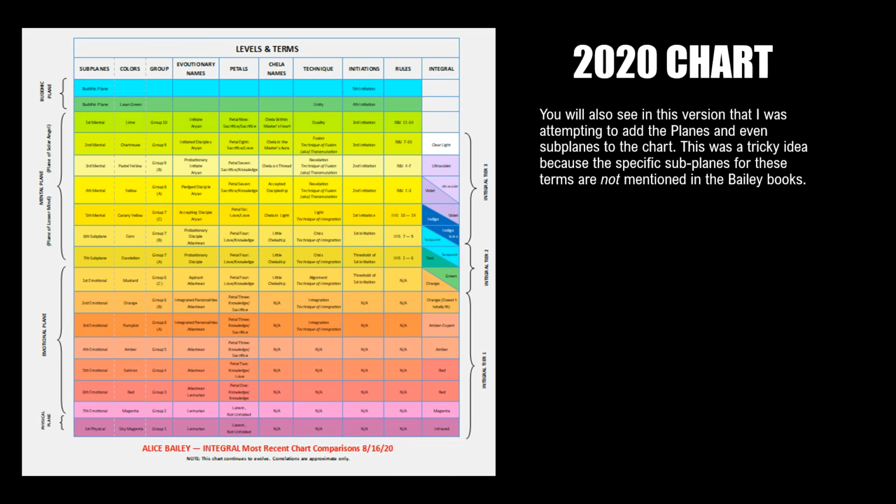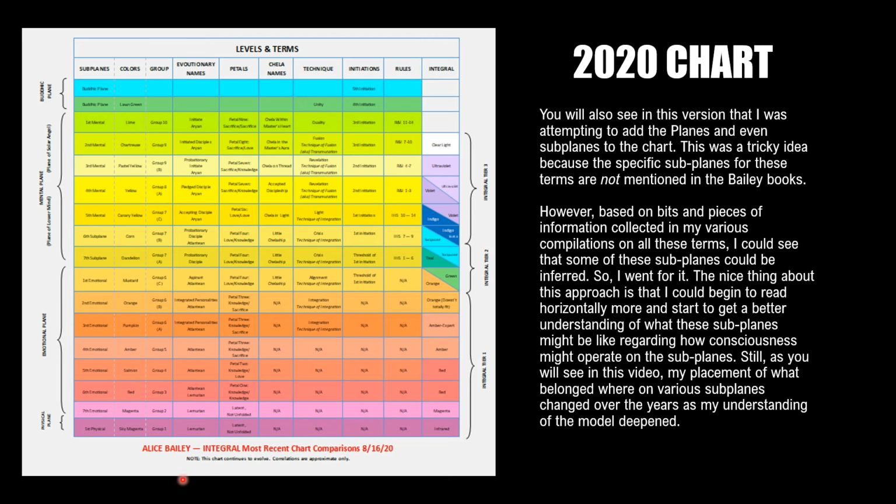And as I just mentioned, you will see in this version that I was attempting to add the planes, and then I was even adding the subplanes, which I had broken out, at this point, into their own column here. So we had subplanes, colors, the groups, the evolutionary names, the petals, the Chela names, the techniques, the initiations, and the rules. However, based on bits and pieces of information collected in my various compilations on all these terms, I could see that some of these subplanes could be inferred.